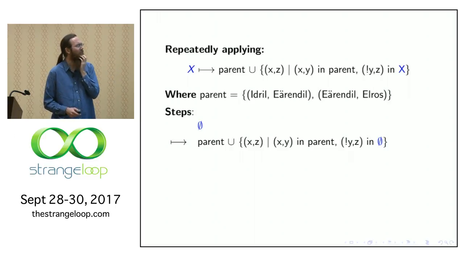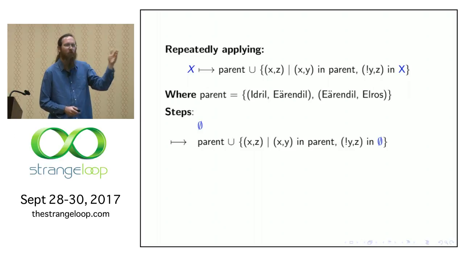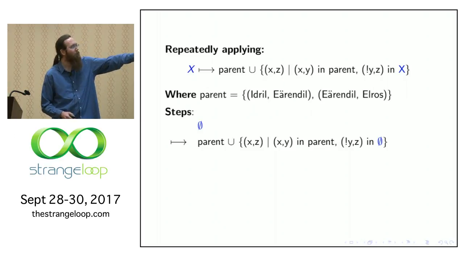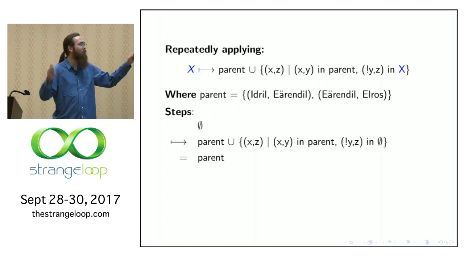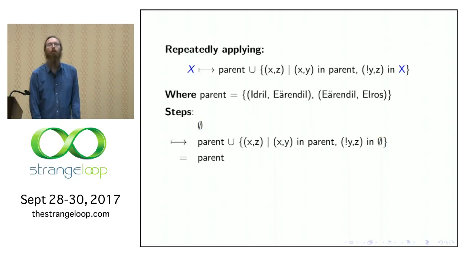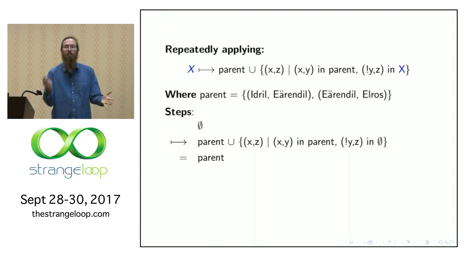Okay, what does this expression evaluate to? Well, I can use a trick, because the right-hand set comprehension is looping over an empty set. It's going for every y, z in empty set, and there ain't nothing in the empty set, so that whole thing produces nothing. It's empty. So this just turns into parent. Okay, all right, first iteration done.